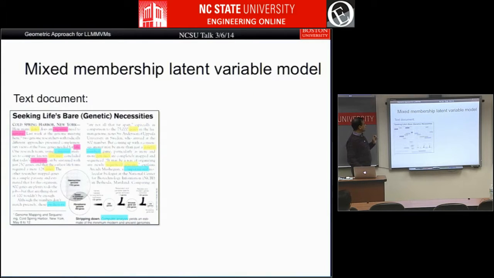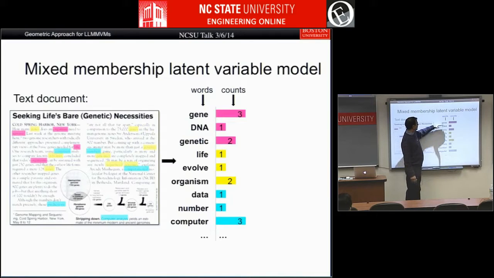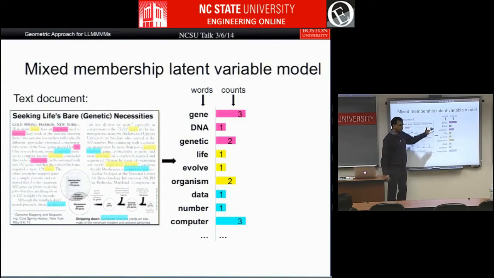So let's start with a very simple example. Here is a text document. Typically what happens is that you extract words from this document. And once you extract words from this document, you produce counts such as this, where gene appears 3 times, DNA appears once, genetics appears twice, and so on. So those are the observations that you can extract from a document such as this.